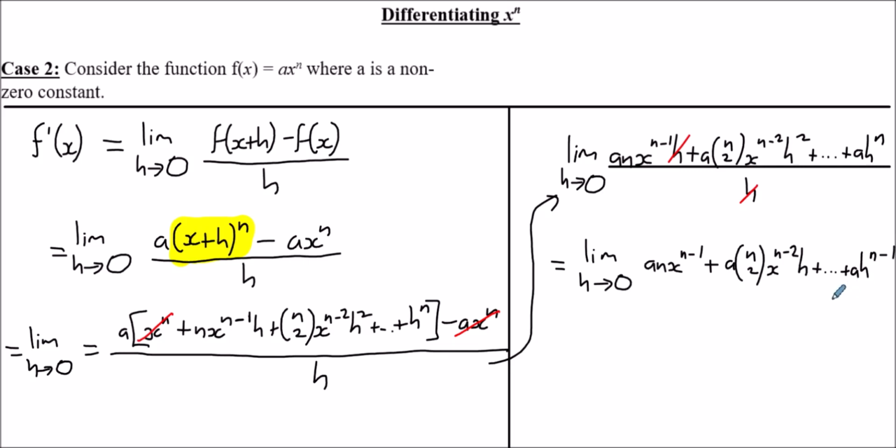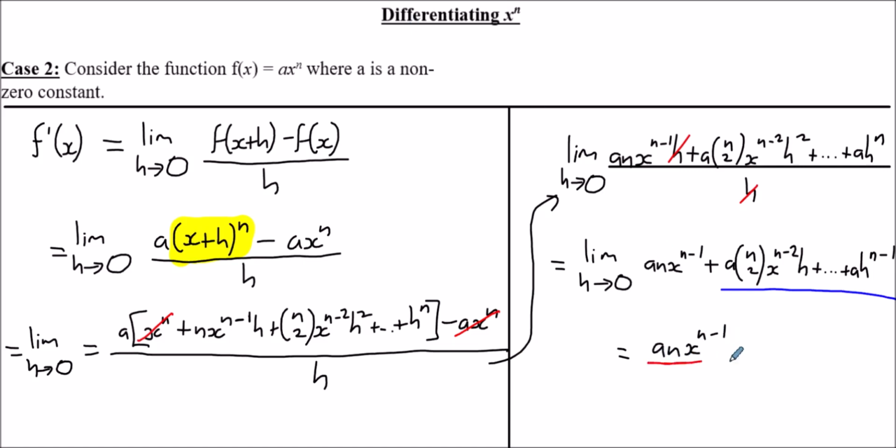However, if we now consider what will happen as h goes towards 0, the terms here onwards, because they have an h in them and they're being multiplied by the h, they will disappear and shrink down to nothing, because anything multiplied by 0 will be 0. And so the only thing we're going to be left with as h shrinks to 0 is the term independent of h altogether, which is a n x to the power n minus 1.